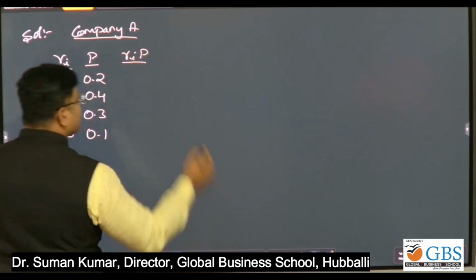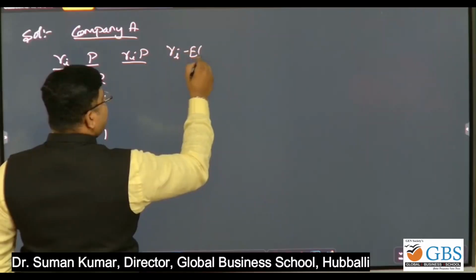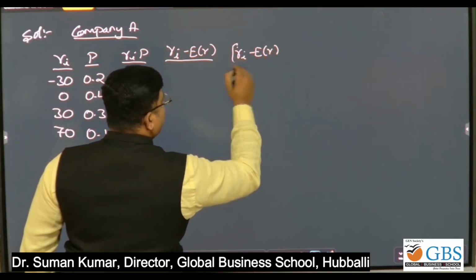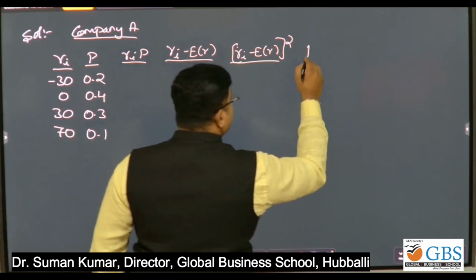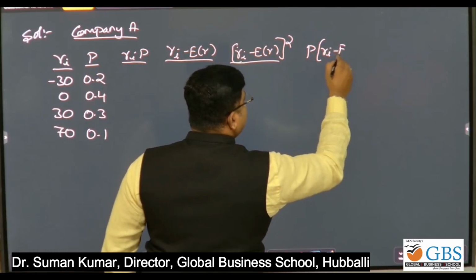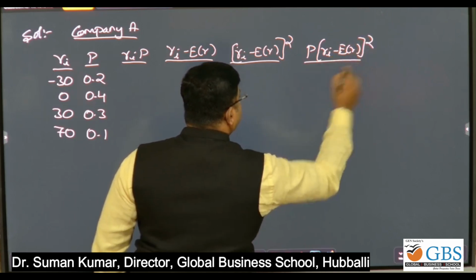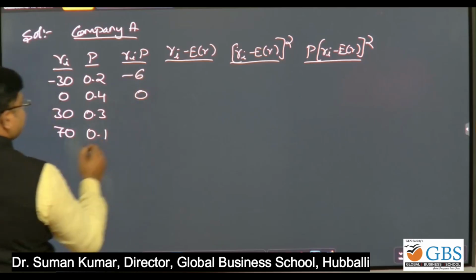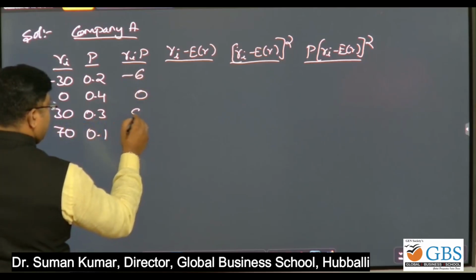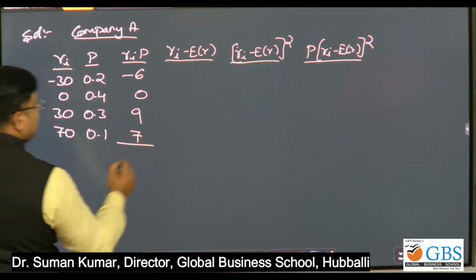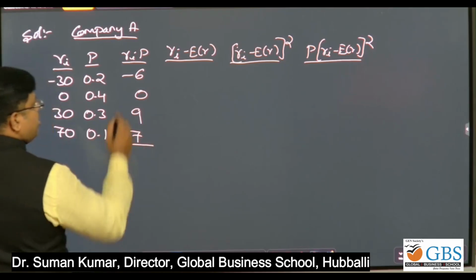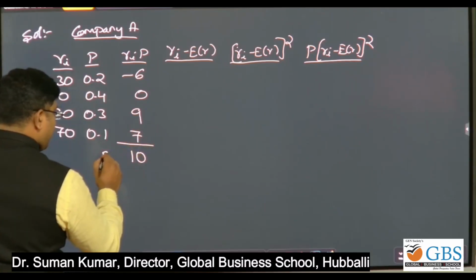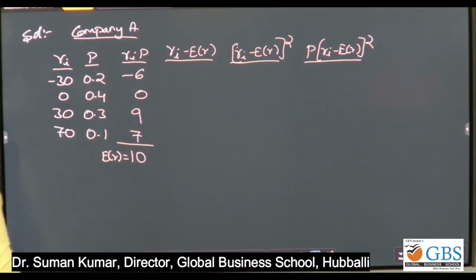Ri minus E of R, Ri minus E of R whole square, the last column P into Ri minus E of R whole square. So minus 30 into 0.2 is minus 6, 9, 7. That gives minus 6 is there, 10. E of R is equal to 10.